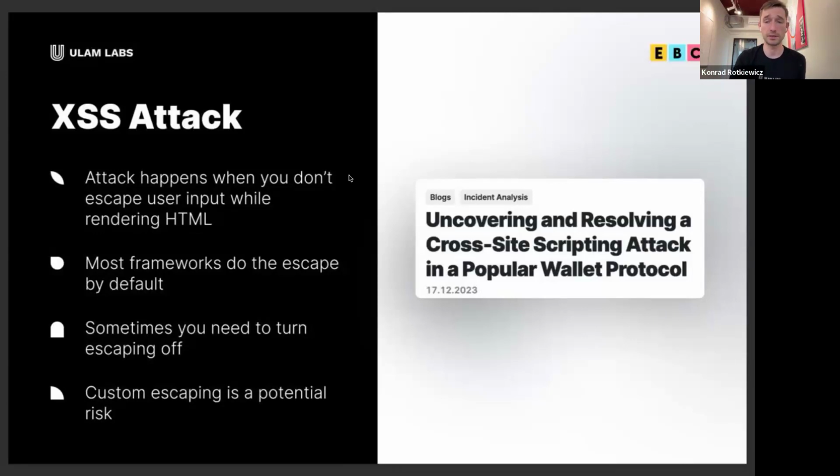But it shows that cross-site scripting attacks are still possible, and you can still do that on crypto or Web3 applications. So you need to watch out here.